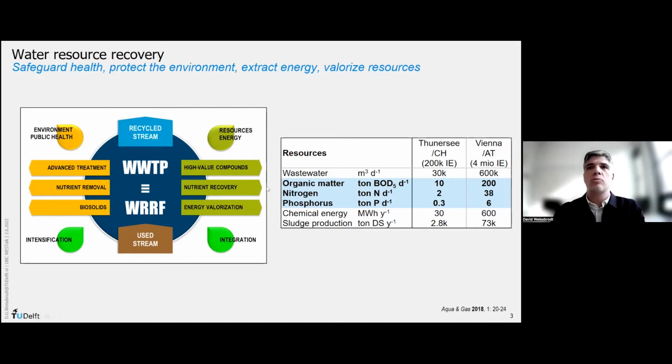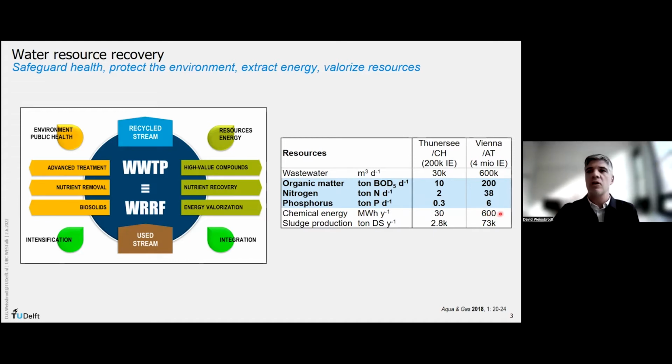When we look at wastewater treatment plants, here is an example of a small plant in Switzerland and a bigger plant in Austria that has the same capacity as the one in the Netherlands that I showed you before, in The Hague. You see the massive amount of wastewater that needs to be treated per day, and it's probably even more in Vancouver. You see the massive amount of organic matter to be treated: 200 tons of organic matter per day in biological oxygen demand equivalent, 40 tons of nitrogen per day, and 6 tons of phosphorus per day that should be treated in this plant in Austria.